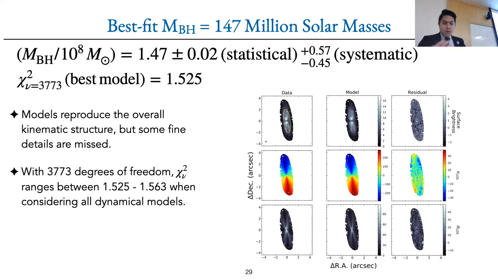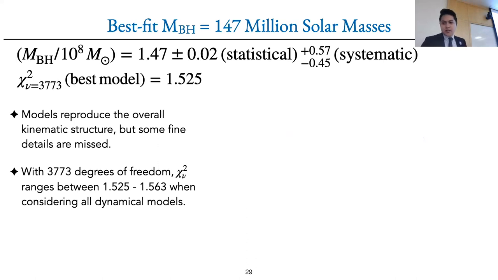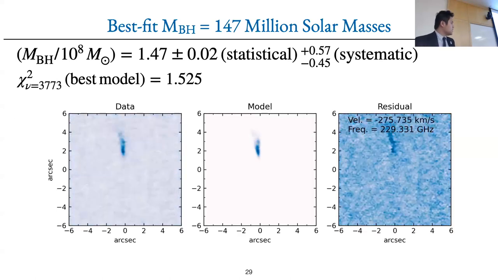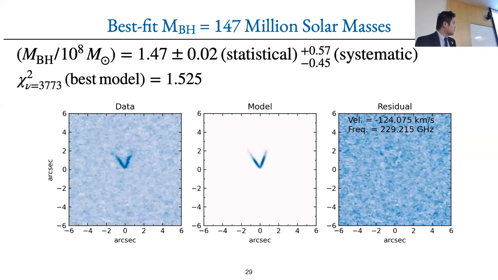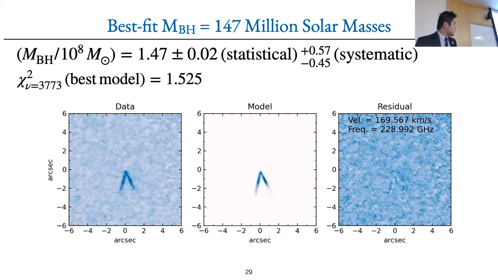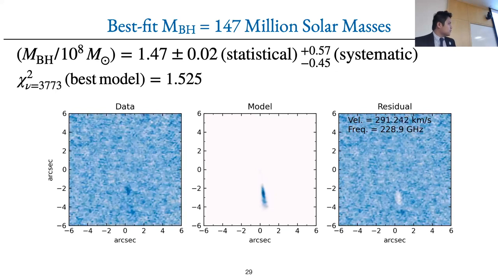So models are doing a fairly good job, but the black hole mass does have quite a bit of uncertainty in it. I want to talk about the uncertainties in the next slide, but I will conclude this slide with just a nice animation of all the different channel maps, as in we're going to step through this cube and we're going to see how my models are tracing out the observed velocity structure of the data. We can see different parts of the disk are rotating at these different velocities, and our model is trying its best to find the best set of free parameters that can describe the motion in the data.